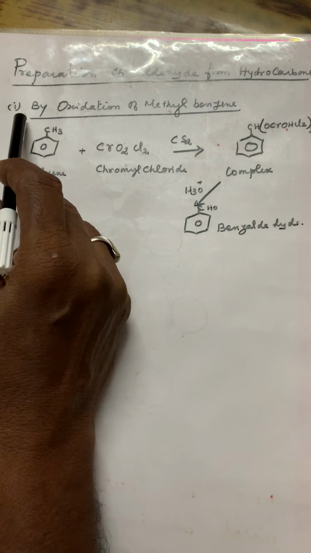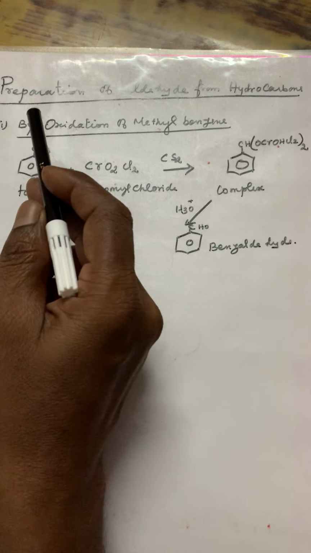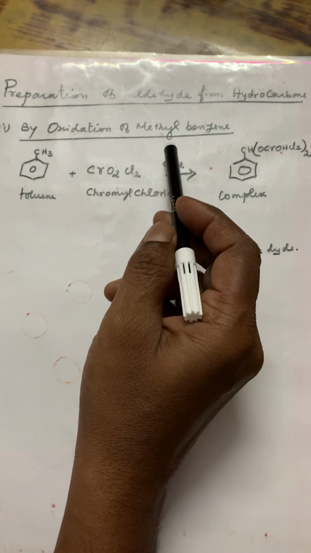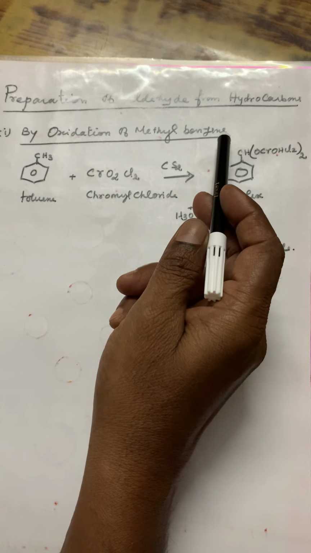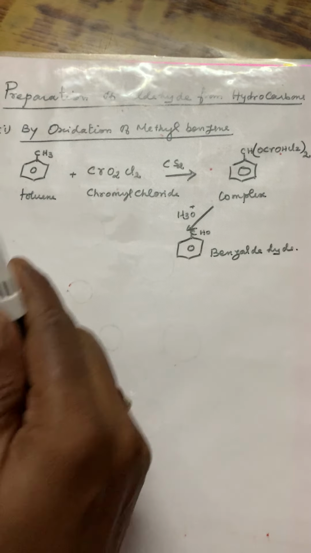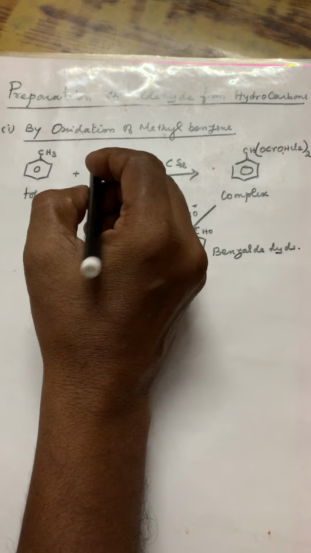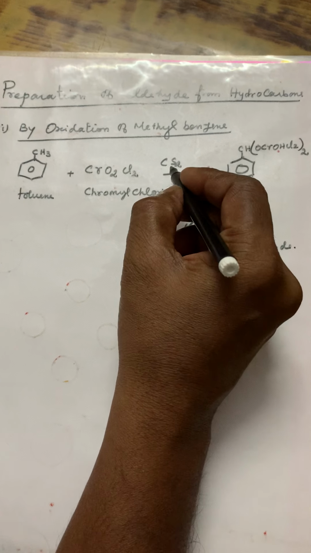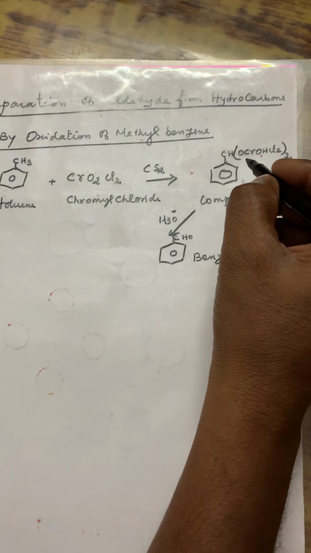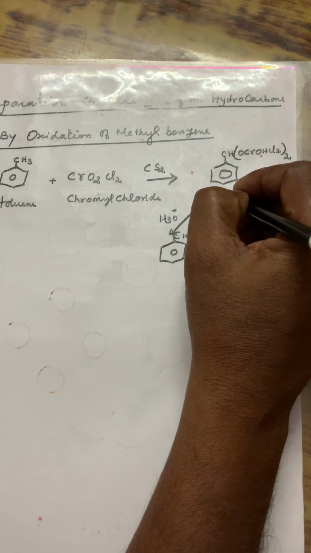First, by oxidation of methyl benzene. This is toluene. Toluene reacts with chromyl chloride in the presence of carbon disulfide. It gives a chromium complex.